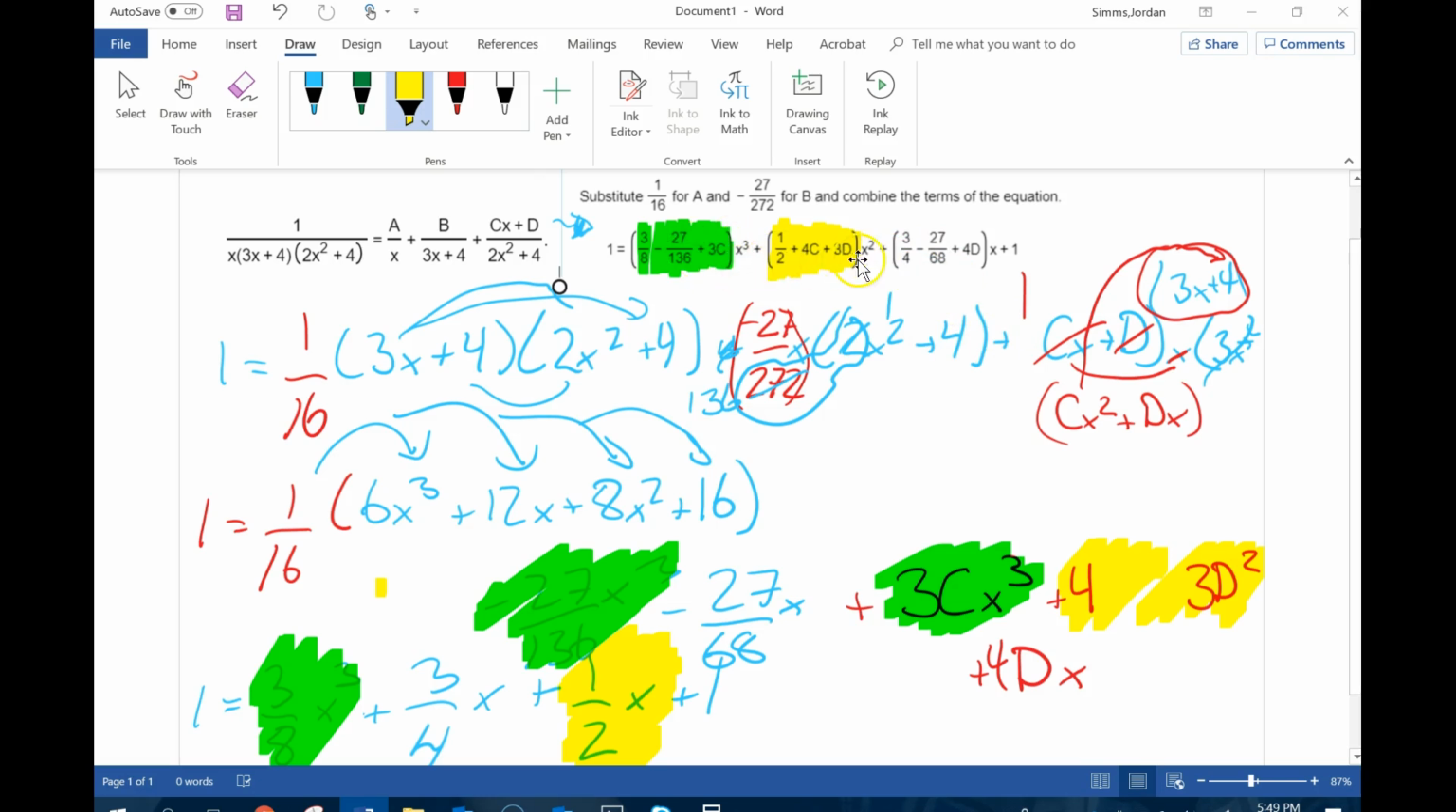So we know we have all our x cubed, all our x squareds, all our x terms, and then we still have that 1 floating around right here, which will eventually cancel with that.